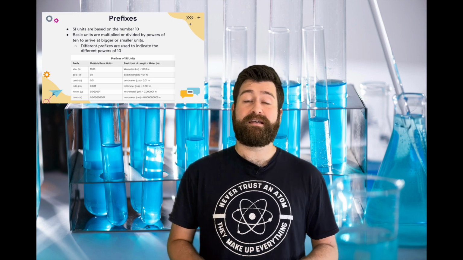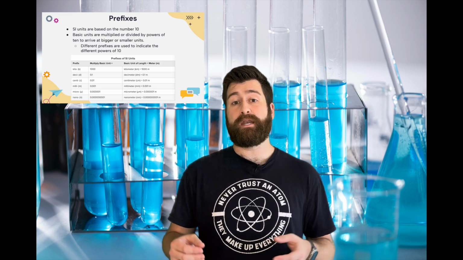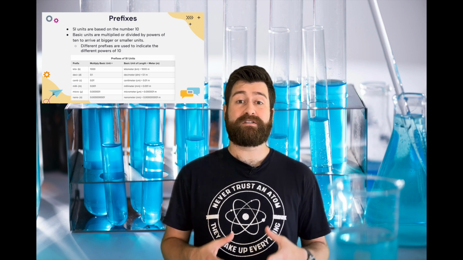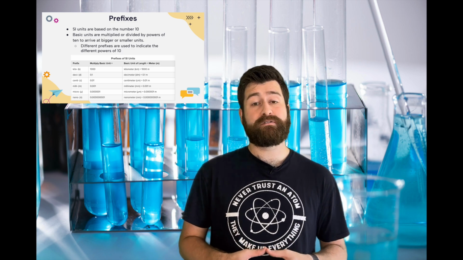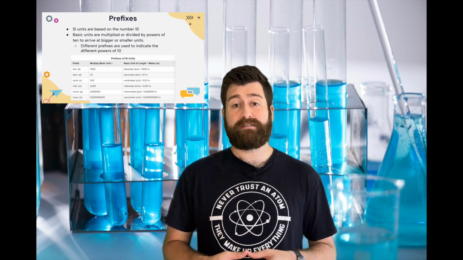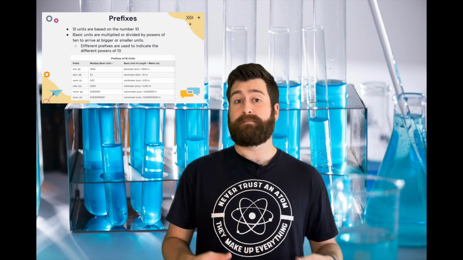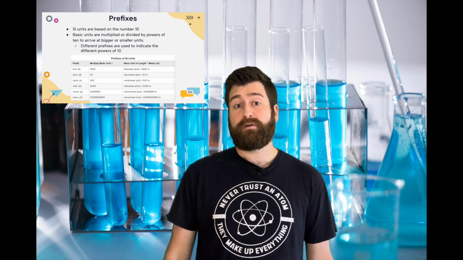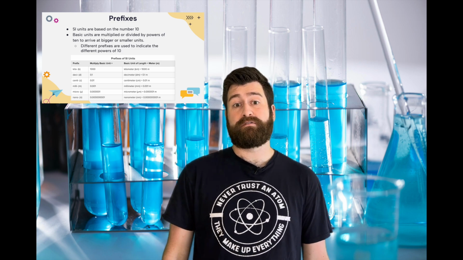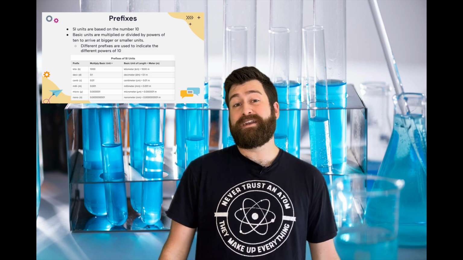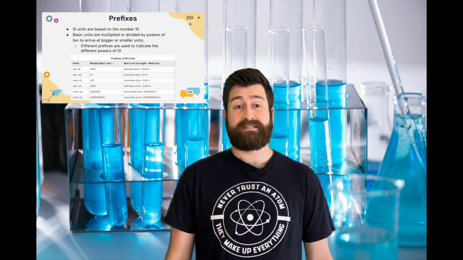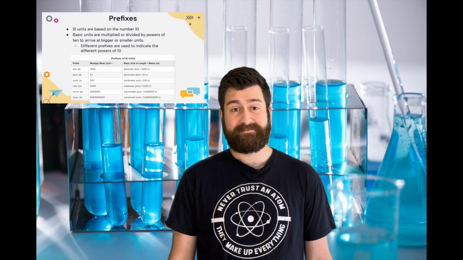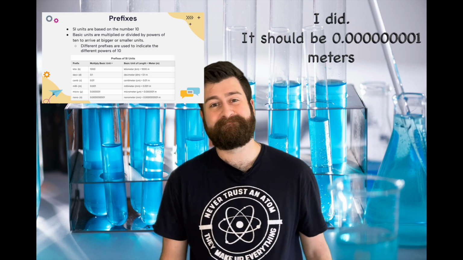1 decimeter is equal to 0.1 meters. 1 centimeter is equal to 0.01 meters. 1 millimeter is equal to 0.001 meters. 1 micrometer is equal to 0.000001 meters. 1 nanometer is equal to 0.000000001 meters. Might have missed a zero in there.